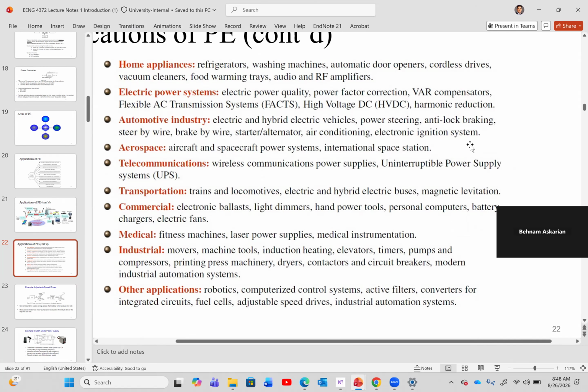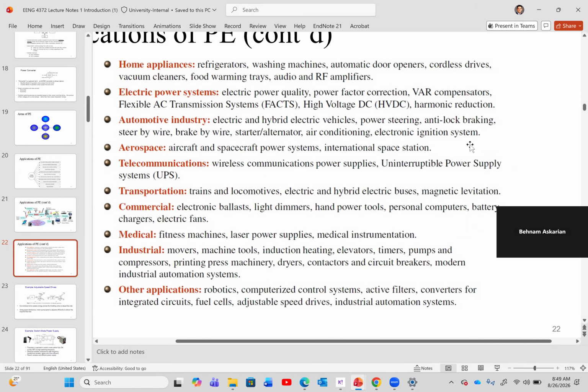So they have a backup for a backup. Usually, there are 2 or 3 backups on an airplane. So if one fails, the other one goes on and works. Now, another one is telecommunication, like wireless communication power supplies, uninterrupted power supply systems like UPS.